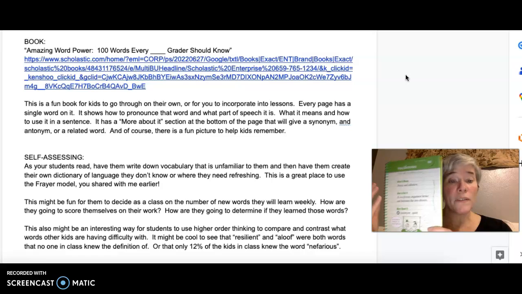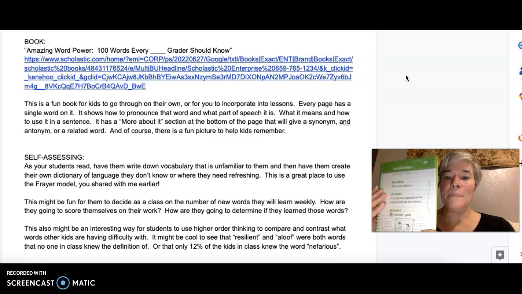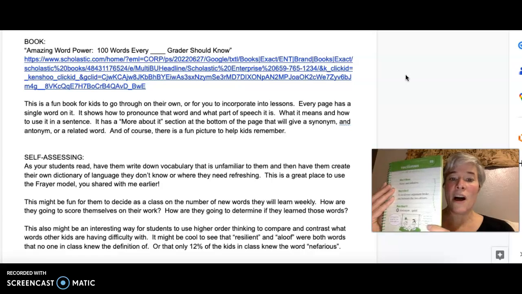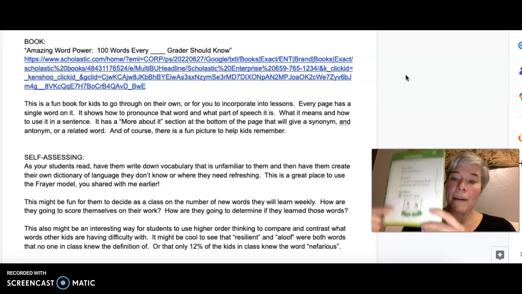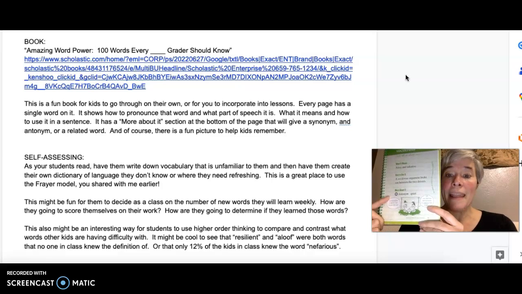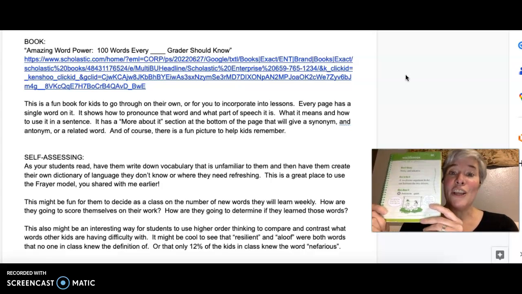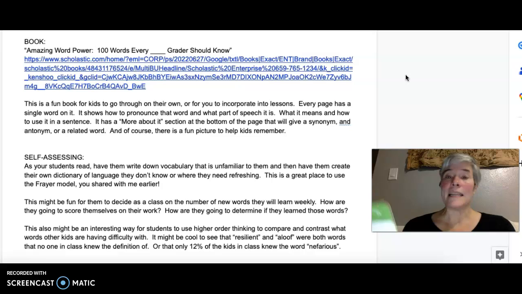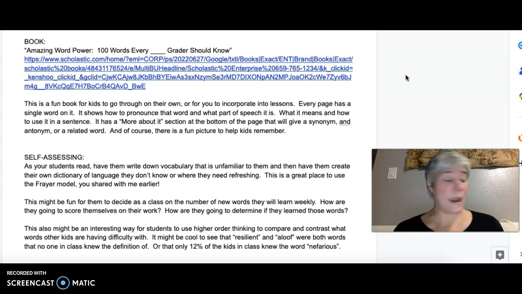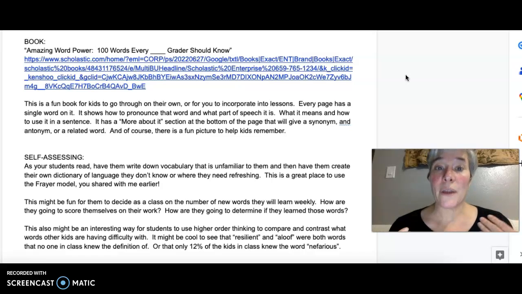and it will, of course, tell you what that word means, the part of speech it is, and how to pronounce it. And then it also gives you a "more about it" section down here at the bottom. In this section, it's either going to be a synonym, an antonym, or a related word. And of course, they get a fun picture to go with it to help them remember. But it's nice because it's by grade. If you've got kids that are reading at a second grade level, find vocabulary maybe at the third grade level that they can start working on.